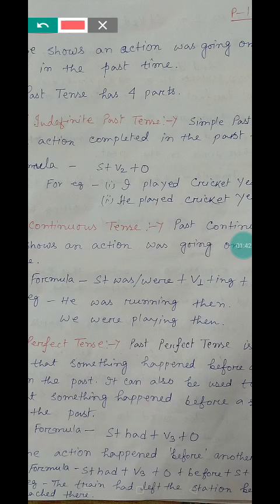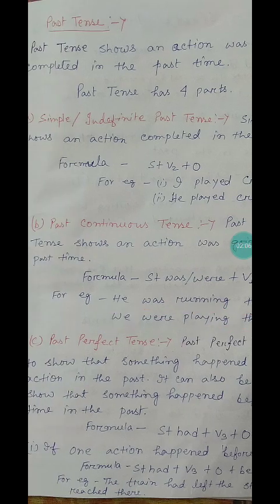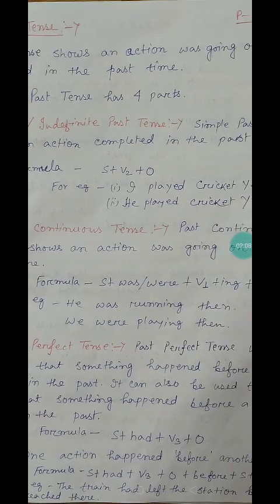You can see students, he was running then. So he subject, with he I have to write was because he is third person singular number. Then run, verb 1 with ing, both together has made running, and then is object. Similarly, we subject, were, then according to the formula I have written, then play verb 1, then ing, then is the object.